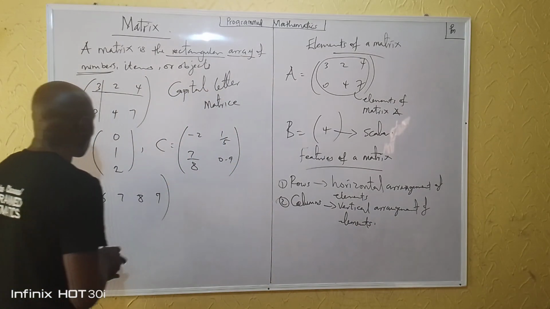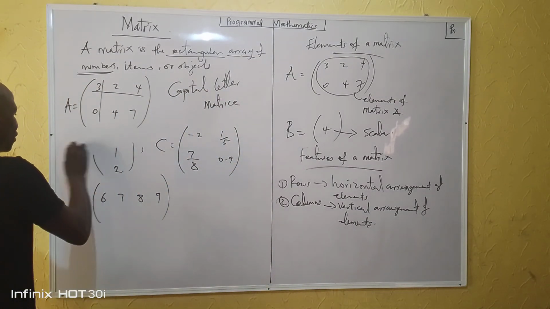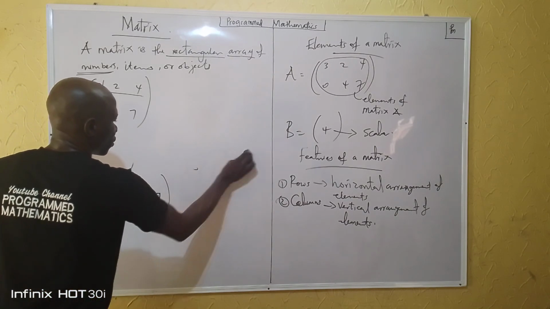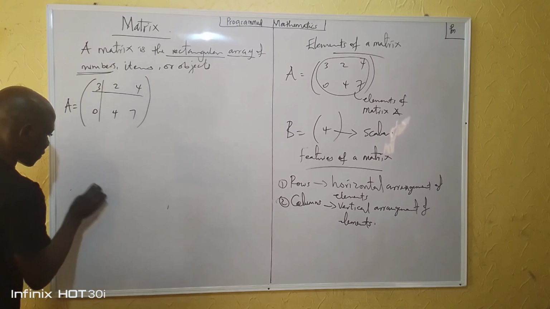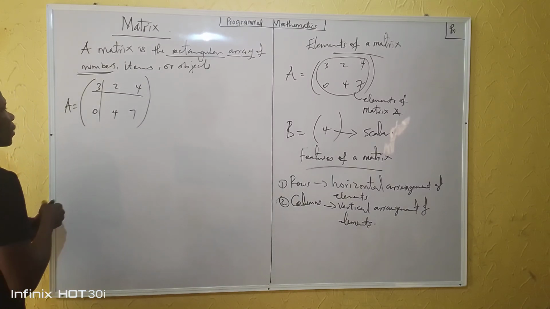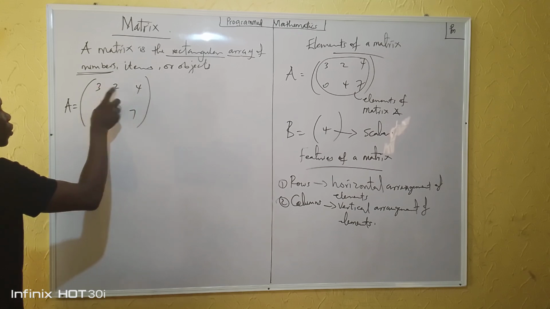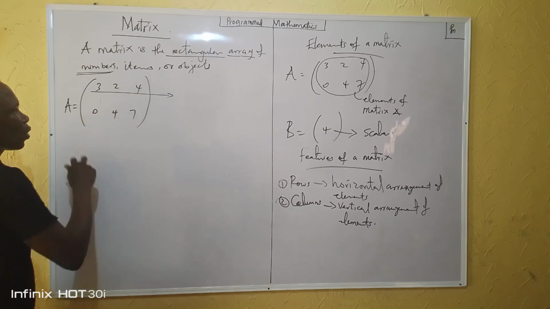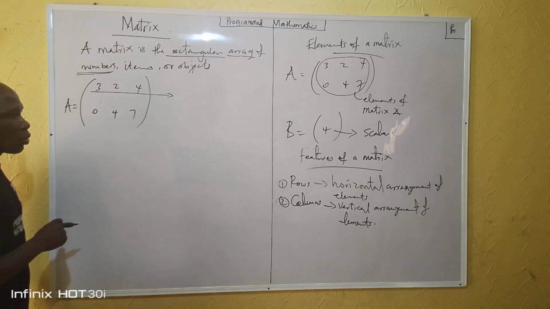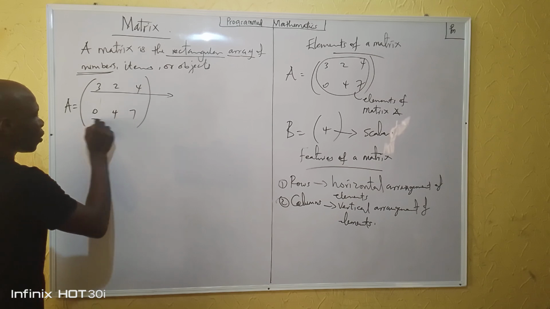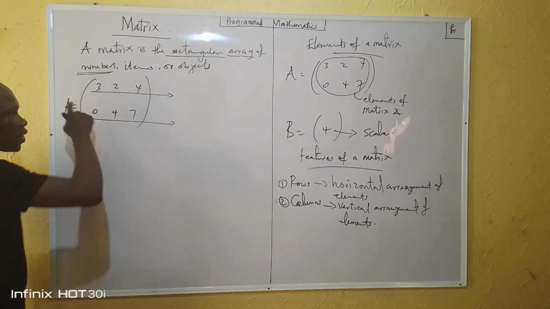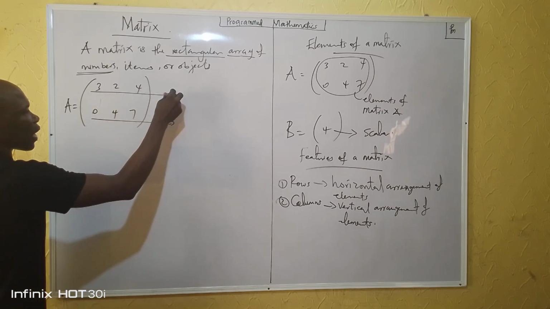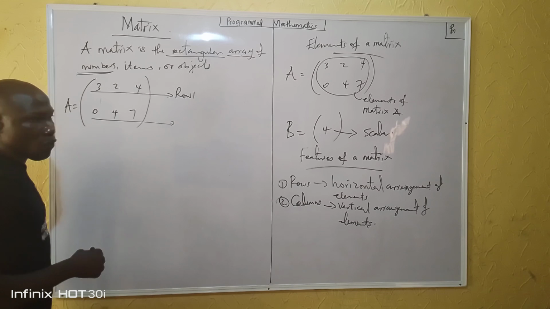Now, if I come back to this matrix A, for instance, I'm taking matrix A here as a simple illustration. If you look at matrix A, it has the elements 3, 2, 4 arranged horizontally. The same way 0, 4, 7 is also arranged horizontally, forming a straight horizontal line. So in this case, being the first horizontal line here, we call this one row 1 of matrix A.